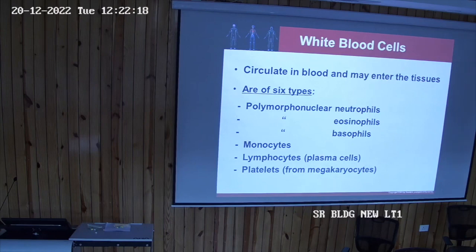So when we do DLC, the differential leukocyte count, we will use this particular type of stain. In our laboratories we use Leishman stain. It has a particular composition that gives colors to these granules. With the help of this color, we will be able to identify whether the cell is a neutrophil, eosinophil, or basophil.